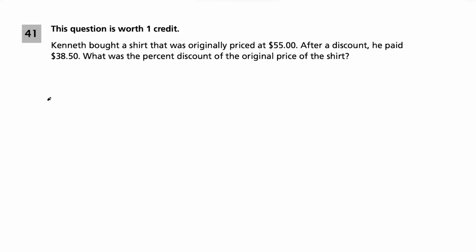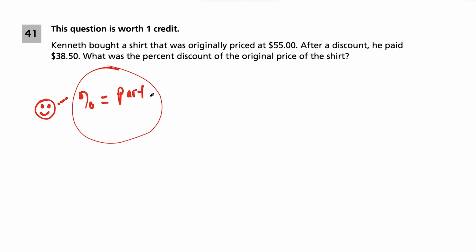So for this question here, it really helps to know this concept, that when we want to find percent, we could think part over whole. Okay, so the percent, let's think of part over whole. So this is the concept we're going to need at the end to find the actual percent. But for now, we're starting off with the shirt is $55. And after a discount, Kenneth paid $38.50.